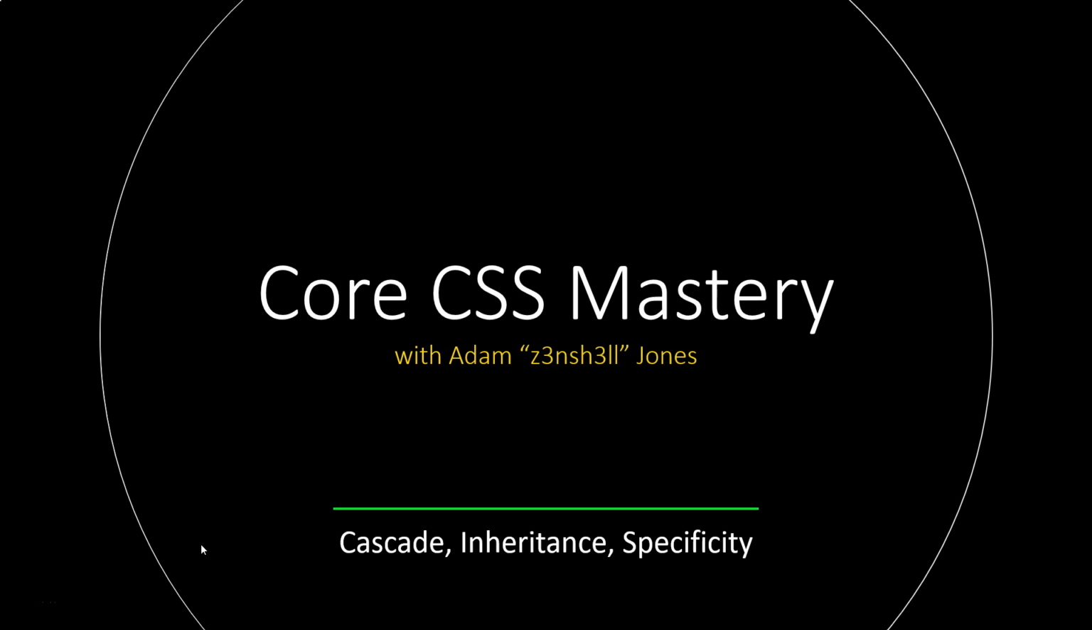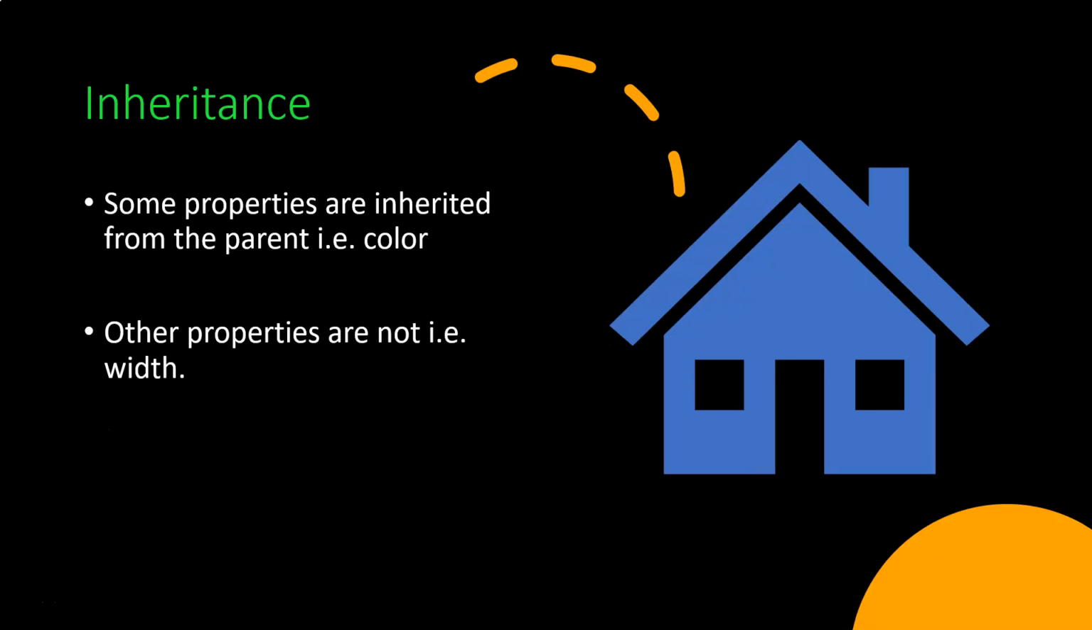What's up, guys? We're going to be talking about Cascade, inheritance, and specificity. These three terms are related in CSS, but they're all slightly different and represent important concepts in CSS that you need to be aware of. So let's start with inheritance.